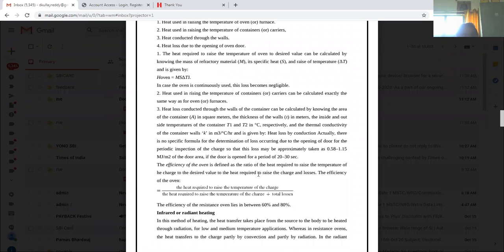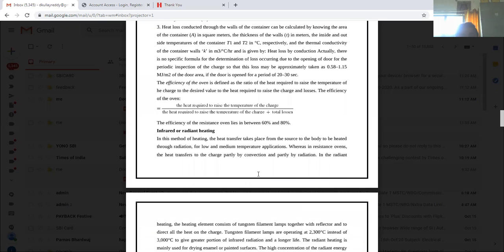Then efficiency: it is the heat required to raise the temperature of the charge divided by the heat required to raise the temperature of the charge plus total losses. Generally, resistance oven efficiency is between 60 to 80 percent, not more than 80. So about 20 percent of the efficiency is lost in the indirect resistance heating case. Generally less than 70 percent, and in a few cases it reaches 80 percent.